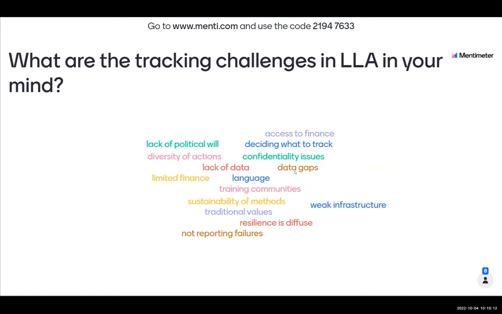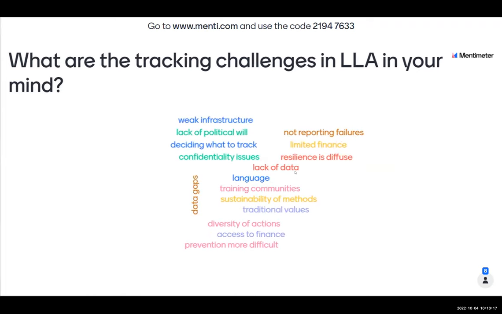It's nice to see that we already know the challenges that you're facing, and all of these challenges are diverse, different things, like language.